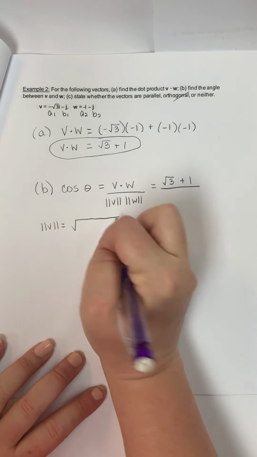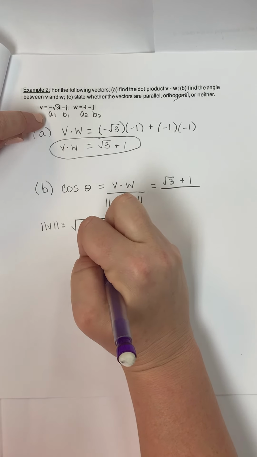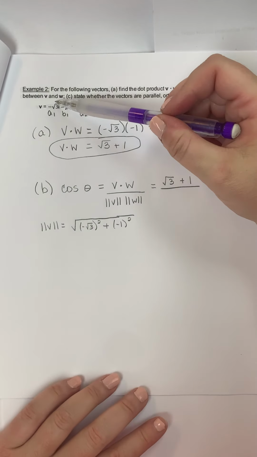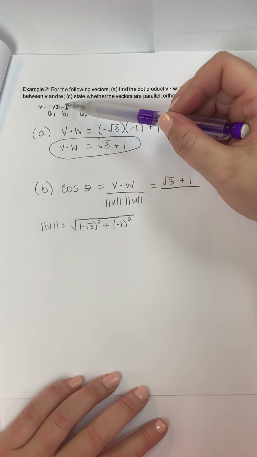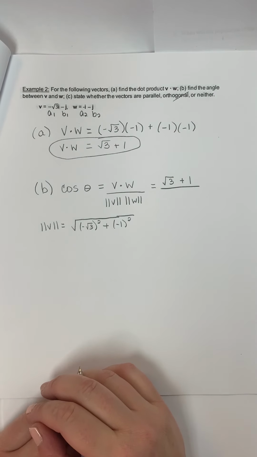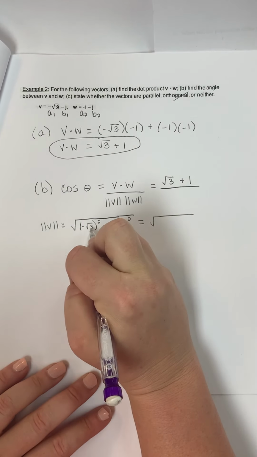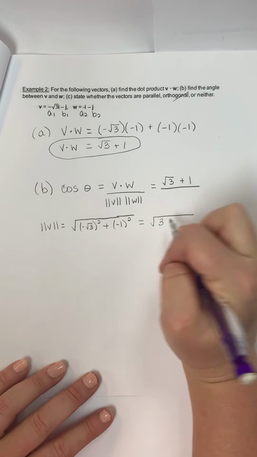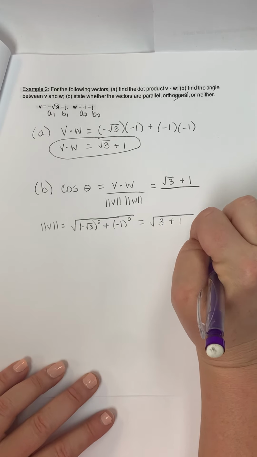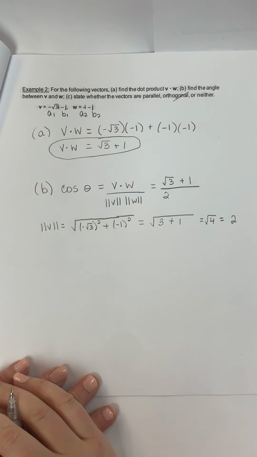Magnitude of V is going to be the negative root of 3 squared plus negative 1 squared. Remember, you just take each little coefficient of your i's and j's, and you square them and add them together, right? That's how you end up with the magnitude. Okay, let's clean this up. Negative root of 3 squared is just a positive 3. Negative 1 squared is a 1. This gives us square root of 4. Magnitude of V is a 2.